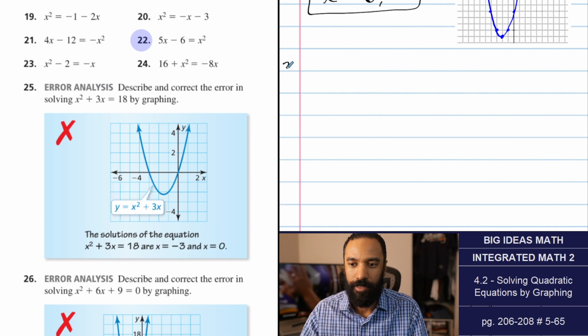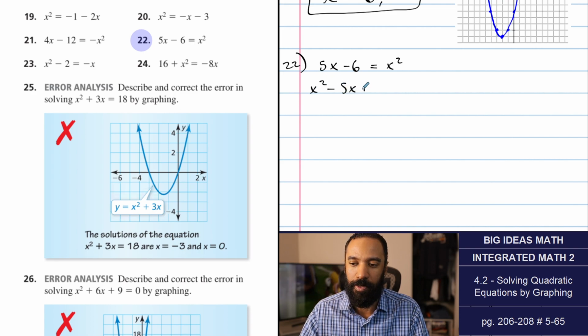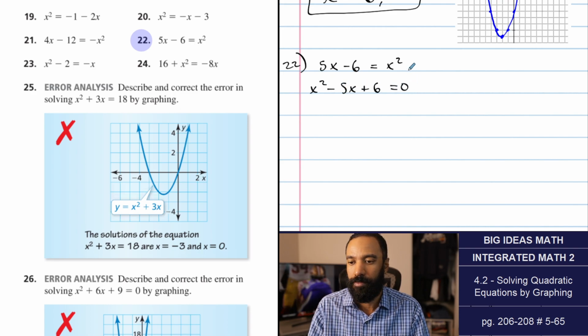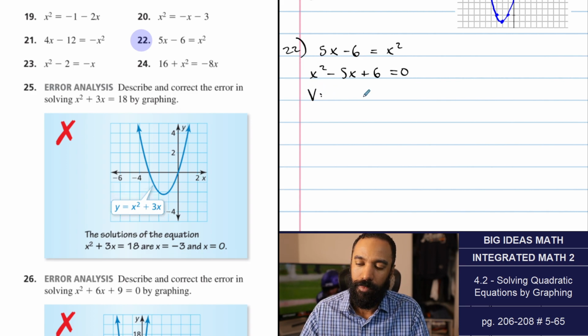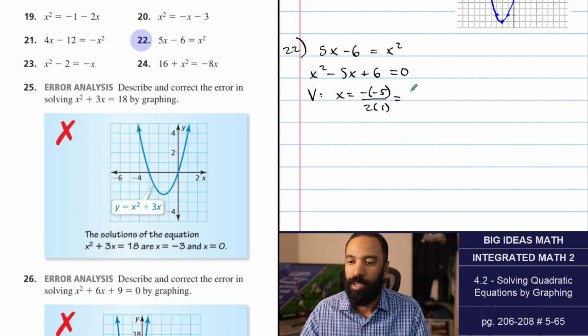Also looks factorable. 5x minus 6 equals x squared. Subtract 5x over, add 6 over. Of course, we get x squared minus 5x plus 6 equals 0. For the vertex, your x value is at negative b over 2a, 5 halves.